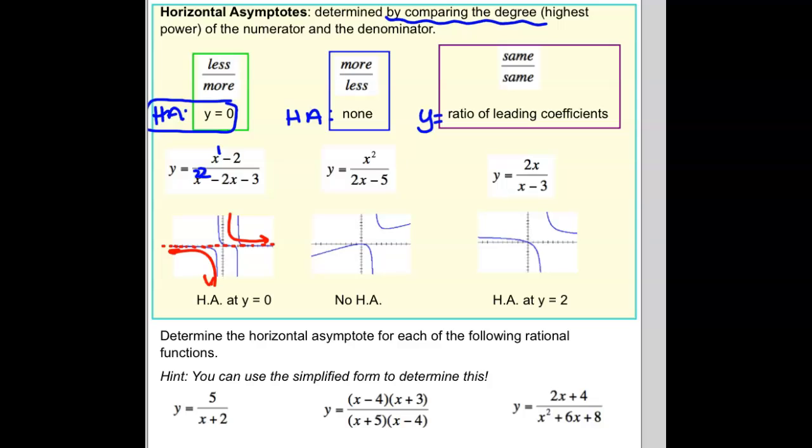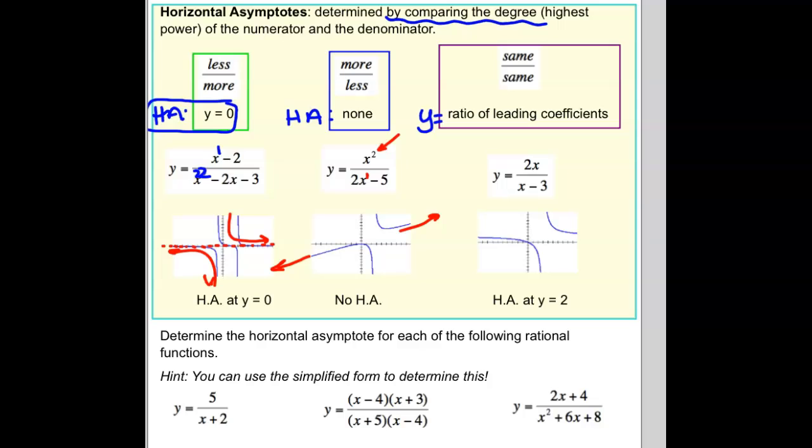Okay, for the middle example, our top degree is a 2. Our bottom degree is just a 1. So this time our top degree is bigger than the bottom. We have more on top than we do on the bottom in the denominator. So we have no horizontal asymptote. And if you look at the graph, you can see there's no horizontal line that your graph is approaching. We're moving off to the side here, we're moving down here. They're not approaching any kind of horizontal line.